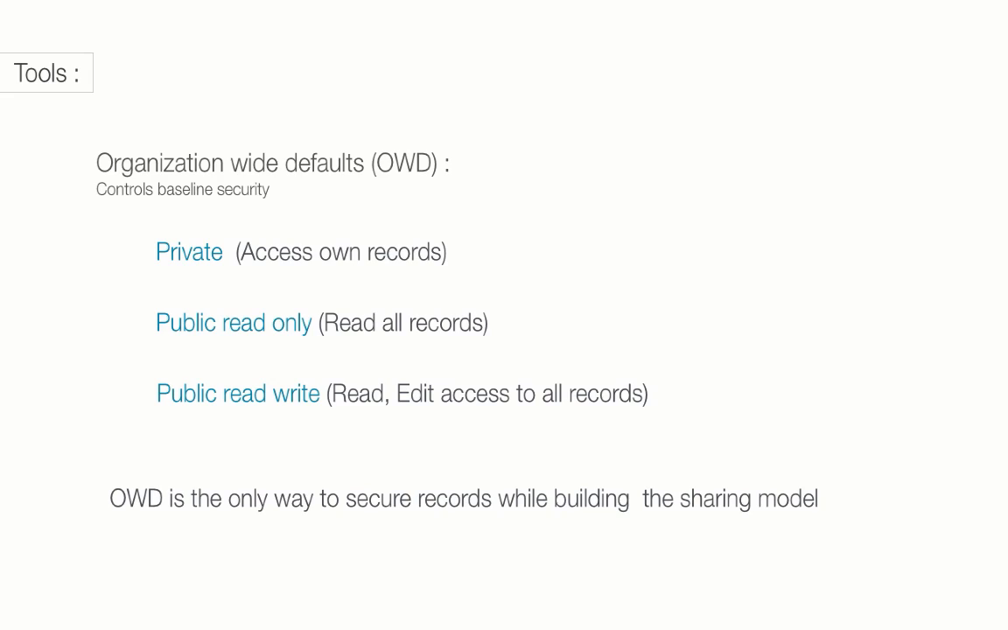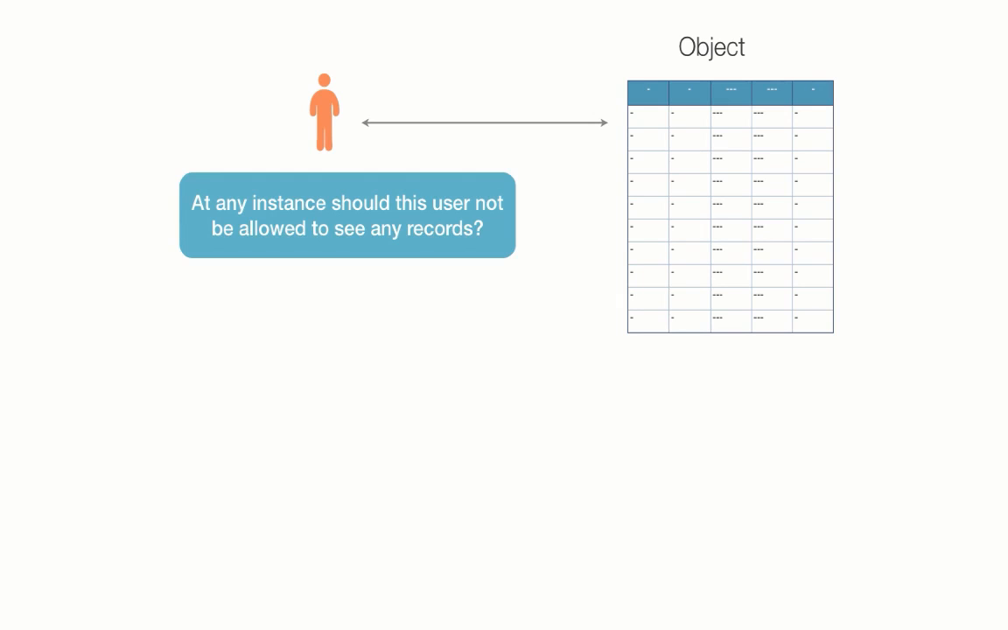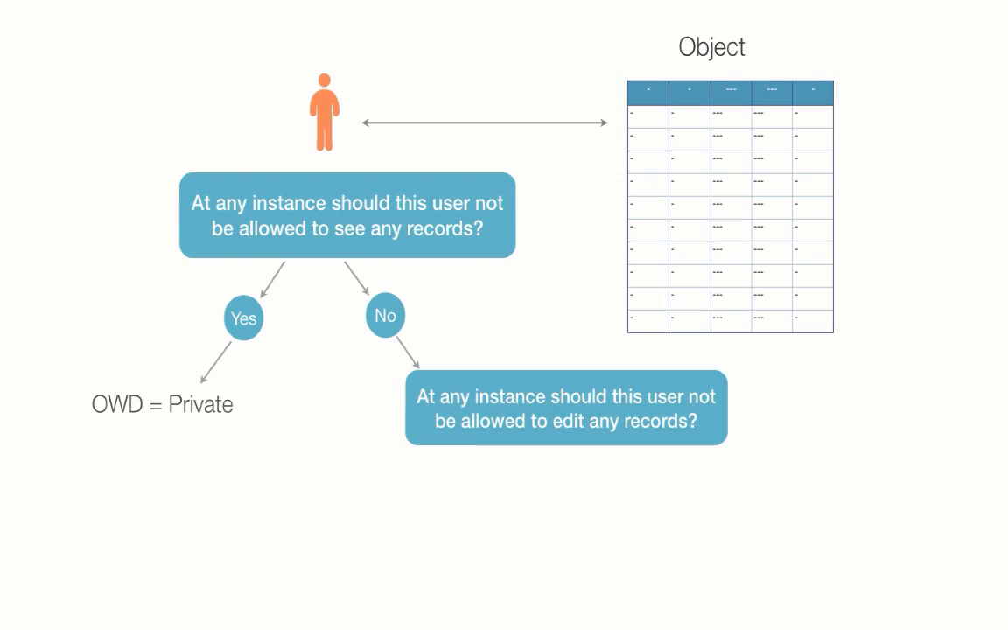Determining the organization-wide defaults is quite simple. You would want to pick the most restricted user of an object and ask yourself the following questions. At any instance, should this user not be allowed to see any records? If the answer is yes, then the organization-wide defaults are private. If no, then you would want to ask yourself another question. At any instance, should this user not be allowed to edit any records? If yes, then the organization-wide defaults are public read-only. If no, then it's public read-write.